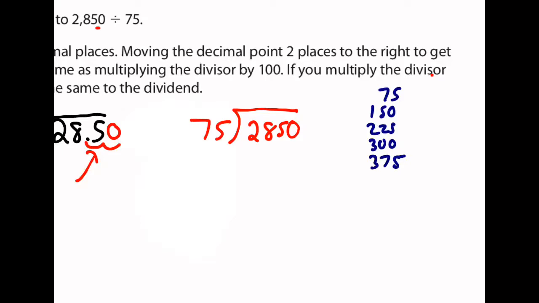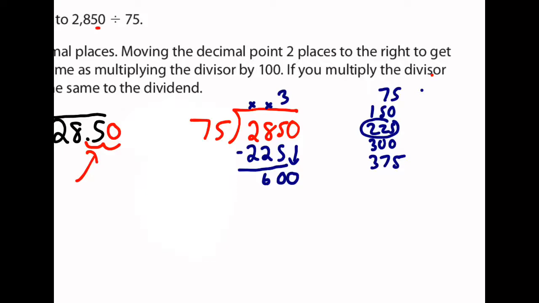Now I'm going to figure out what 75 goes into. It does not go into 2. It does not go into 28. It will go into the 285, though, 3 times, which is 225. So I'm going to subtract and bring down the 0. Now my new number is 600, so 375 isn't high enough. I'm going to keep adding on 75s.